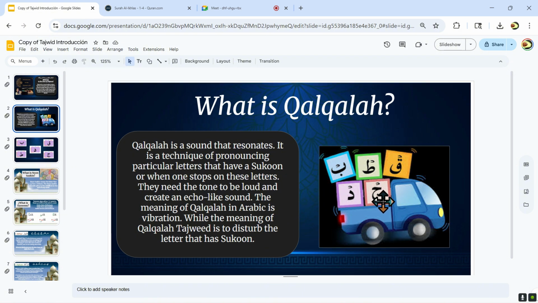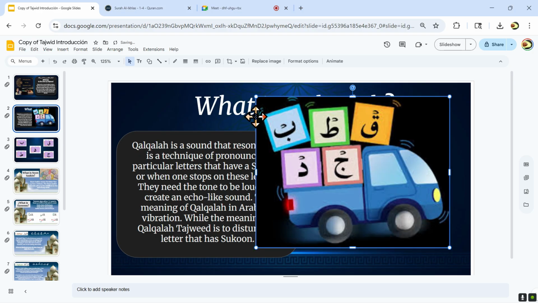Sukoon is whenever you stop on the letter with no vowel. So in the Quran, you have this little C sign on top. See if I can make it bigger. That little backward C, it's sukoon. So it's not going to have a fatha, kasra, or damma. It's just going to be the letter by itself, the consonant.